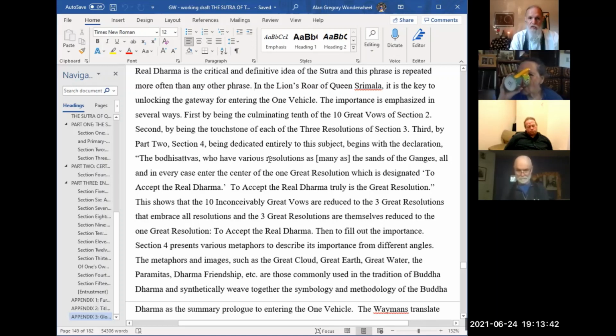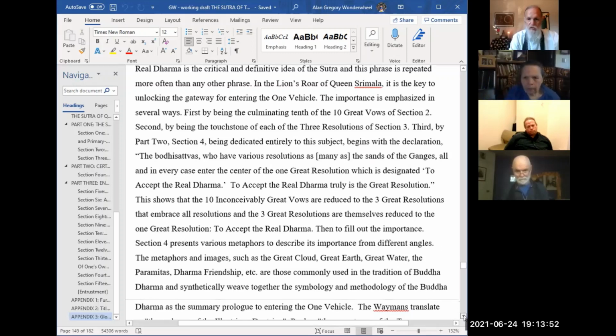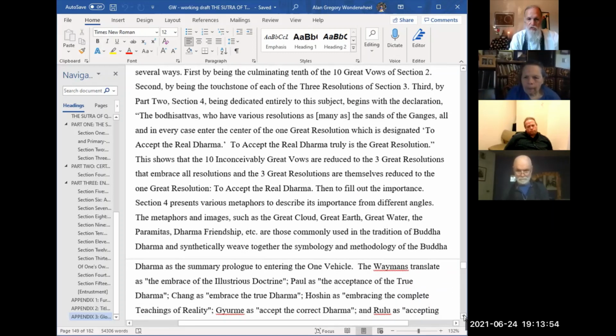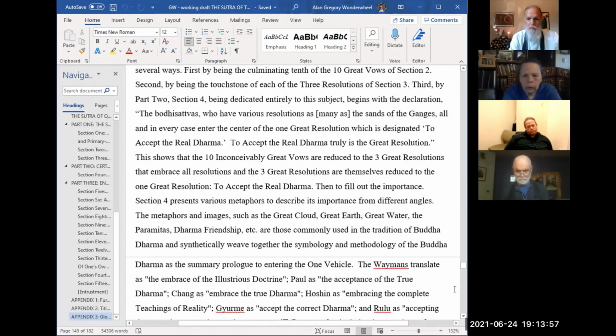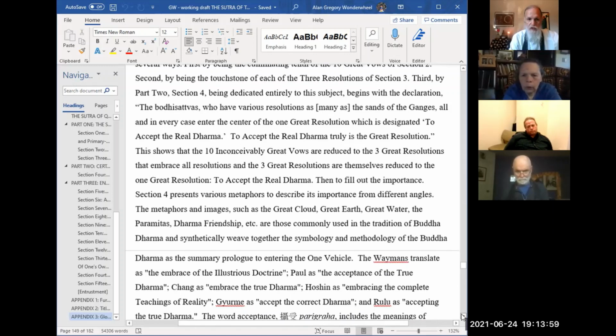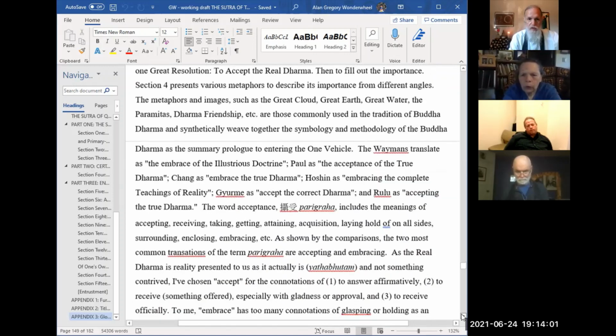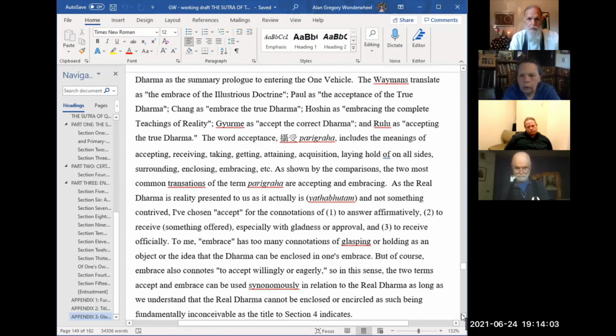And the Bodhisattvas, well, I jump ahead here, but it gets to the idea that all the Bodhisattvas and all the Bodhisattva vows are summed up in this one 4-character phrase, to accept the real Dharma.